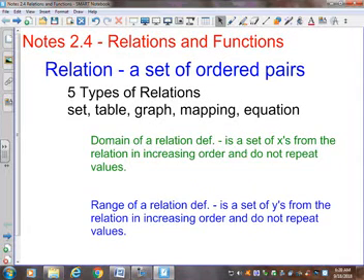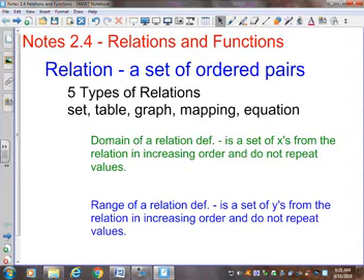The domain of a relation is a set of x's from the relation in increasing order and do not repeat the values, and that is very important. They must be increasing and they must not have repeats in them. So if you have 2 x's that are 4, you don't put 4 twice, you just list it once.